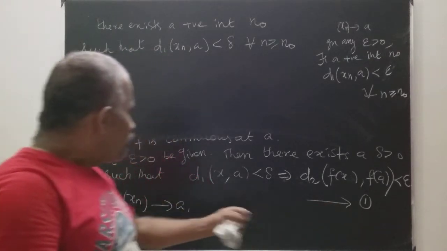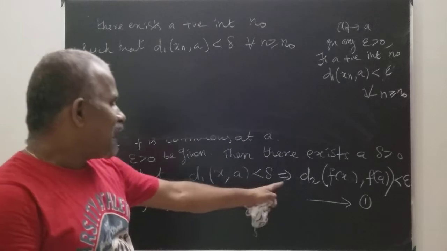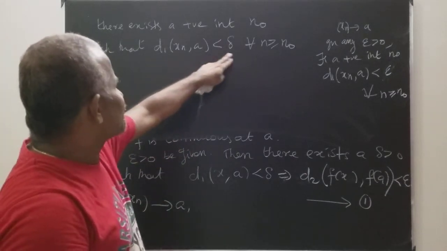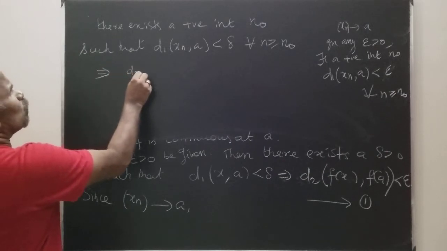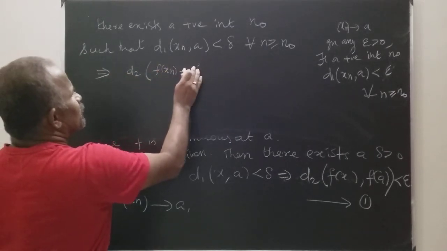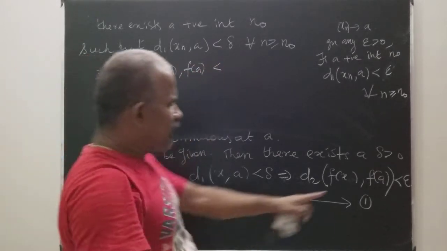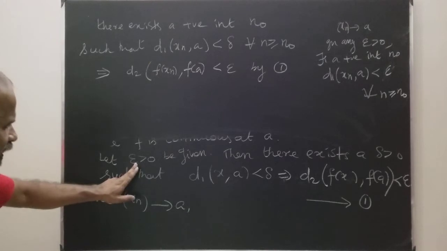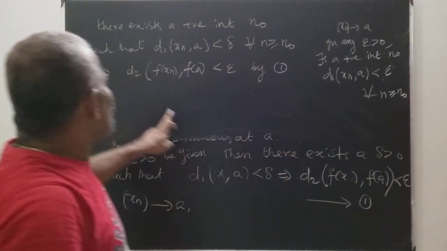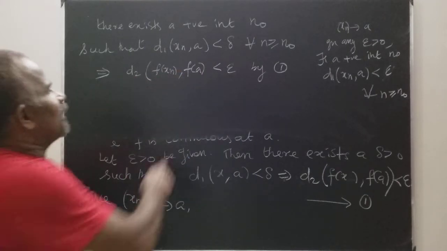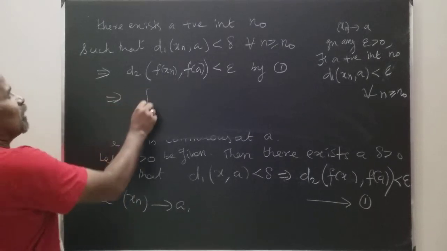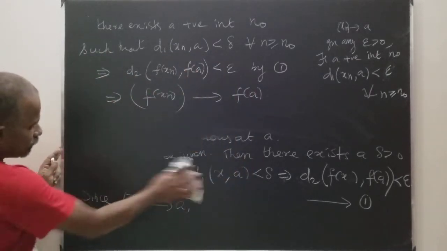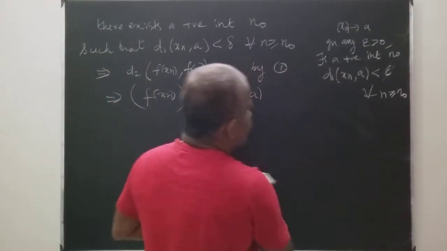By 1, whenever d1 of x comma A is less than delta, this implies d2 of f of x comma f of A is less than epsilon. So here d1 of xn comma A is less than delta implies d2 of f of xn comma f of A is less than epsilon by 1. Therefore, given any epsilon greater than 0, d2 of f of xn comma f of A is less than epsilon. Therefore f of xn converges to f of A.